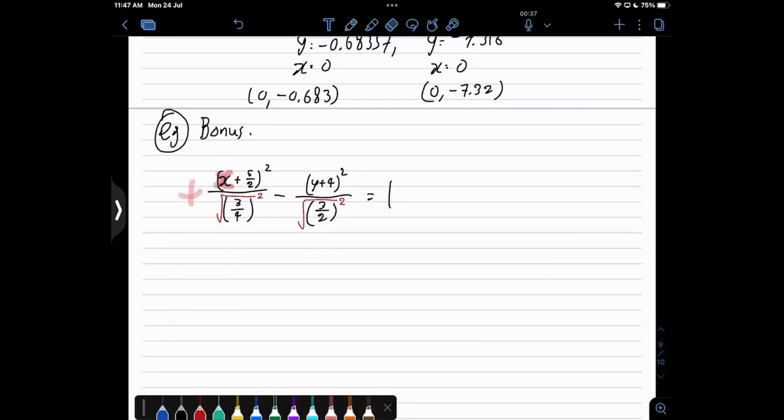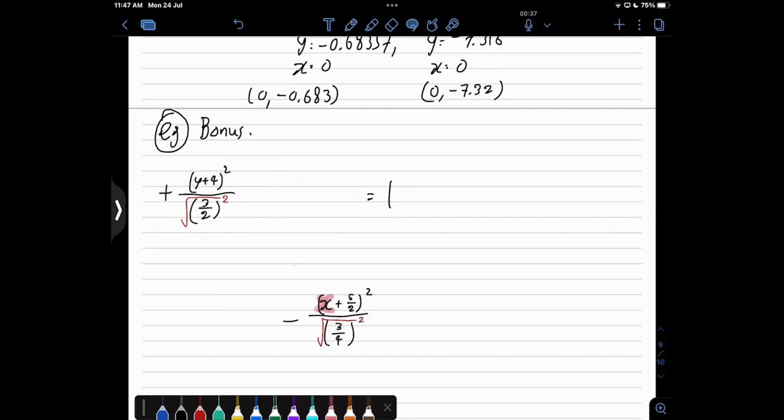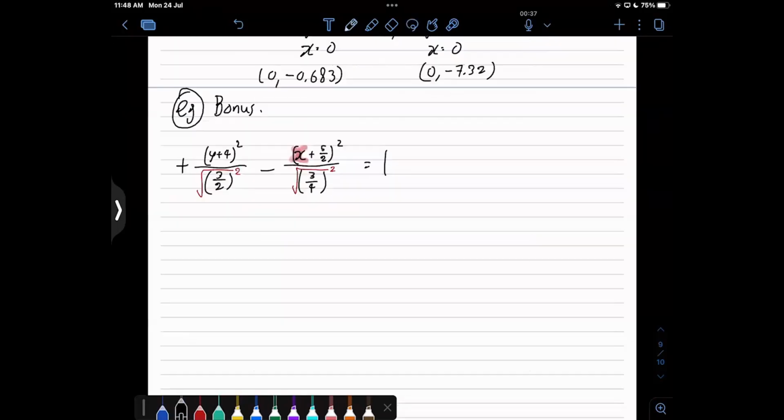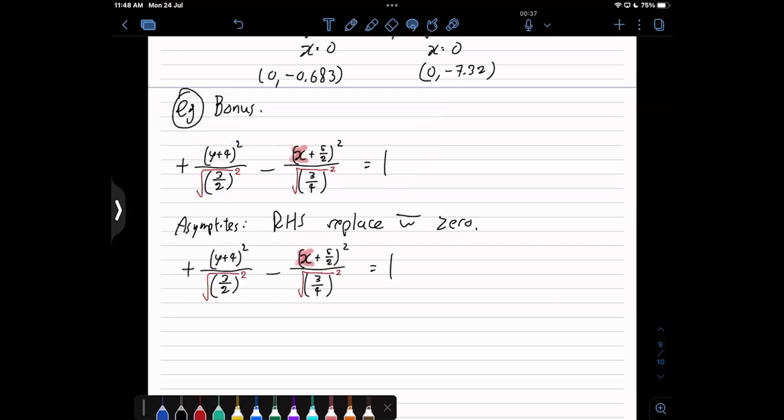When it's a y, let's just say I change the sign. This one plus sign, this one minus sign. I swap it around. Let's see what happens to the graph this time. I won't give all the details about the x and y intercept. I just want you to know that when you want to find the asymptotes, you do the same thing, right? Right hand side, replace with 0. That means that you end up with this guy equals to 0, but if you try to solve this, you end up with the exact same equation. Do you agree? Because minus over you get plus on both sides.